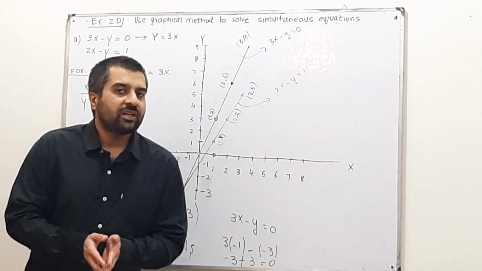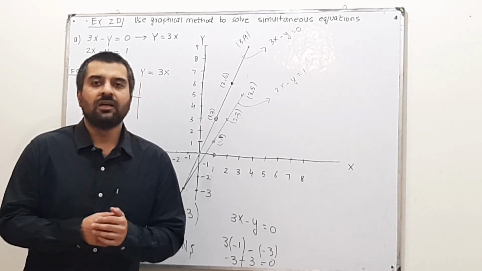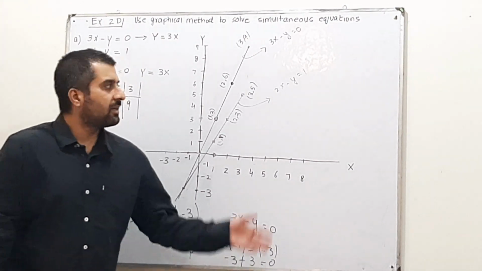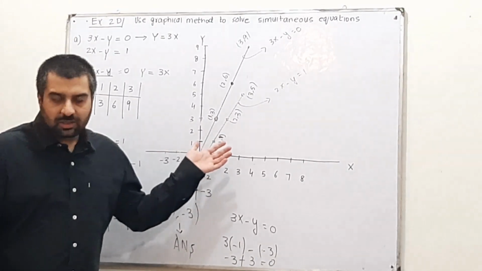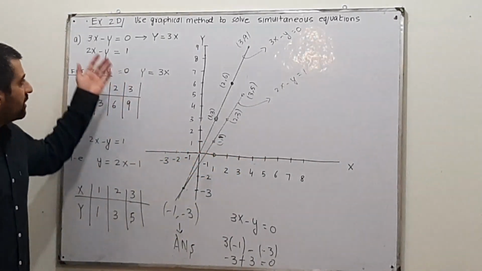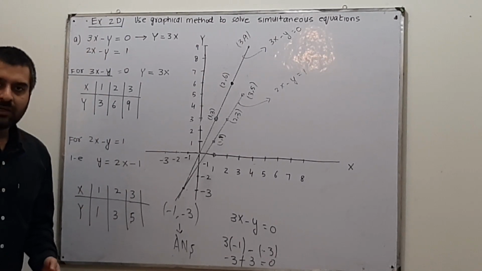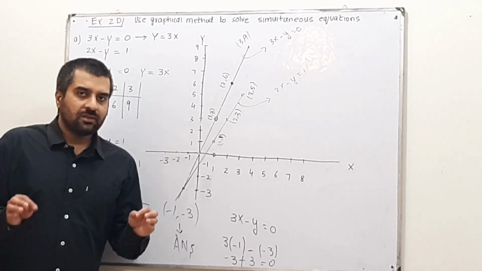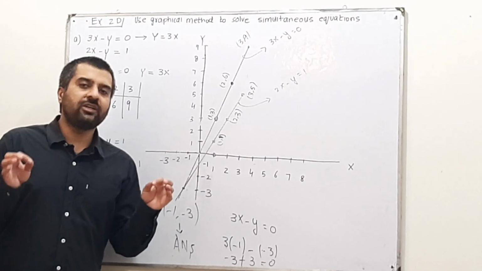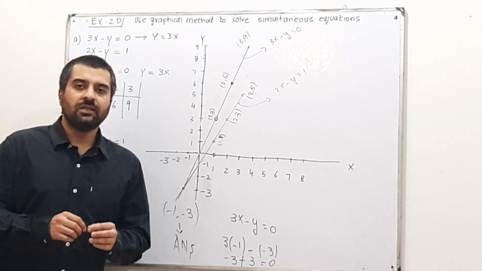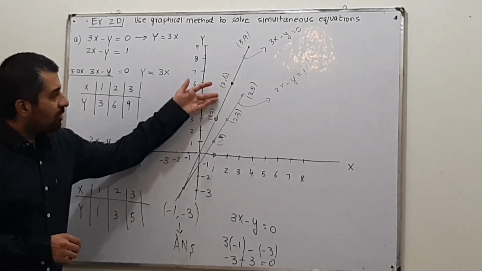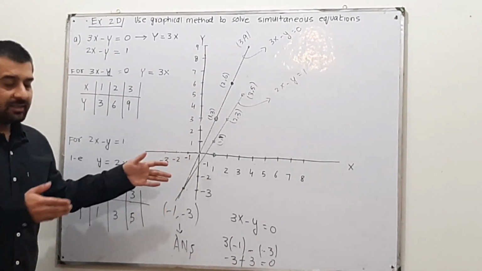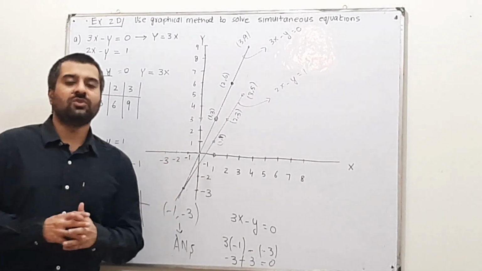How to solve simultaneous equations graphically? Graphically means you will be going to draw a graph like I did. I plotted the graphs of these two equations whose solution is required. Now graphically it is very simple to find the solution of simultaneous equations. The graphs of these two equations will intersect at a point, and this point is basically the solution.